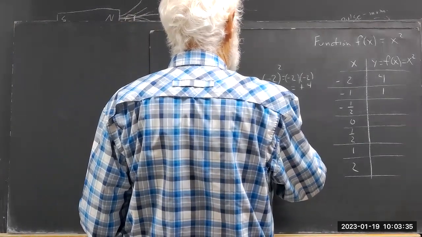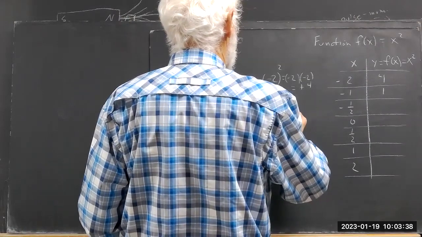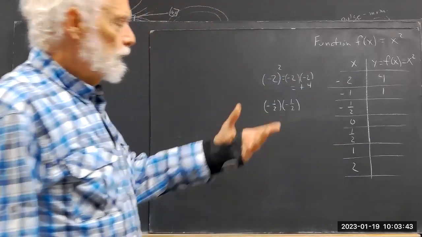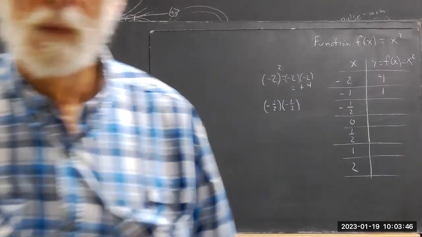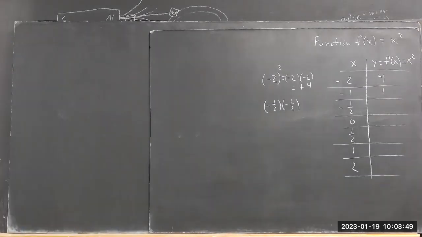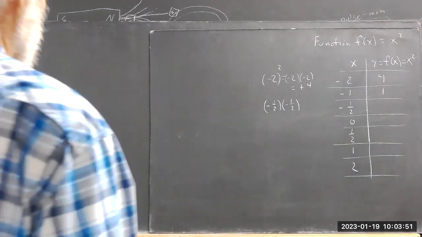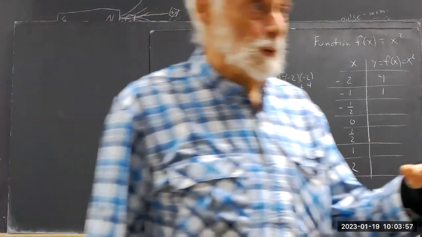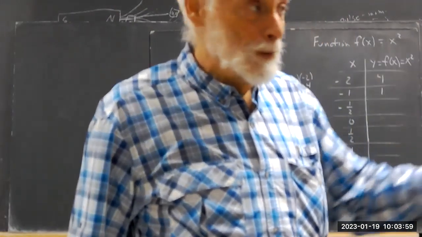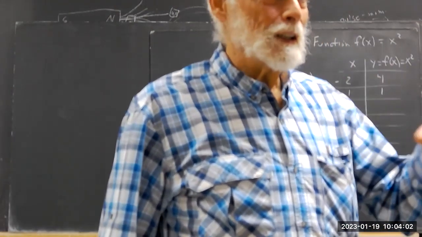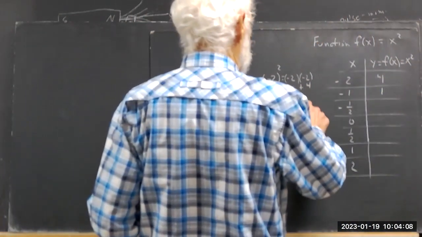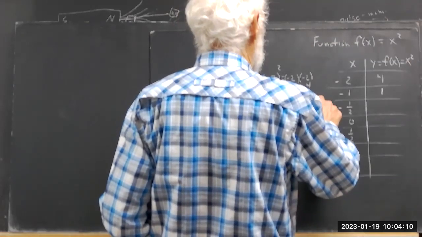Okay, so -1/2. It's -1/2 times -1/2. Well, 1/2 plus 1/2 is 1, right? If you have 1 there, okay? But we're not adding, we're multiplying, okay? And you've got to multiply the fractions. That means you have -1.